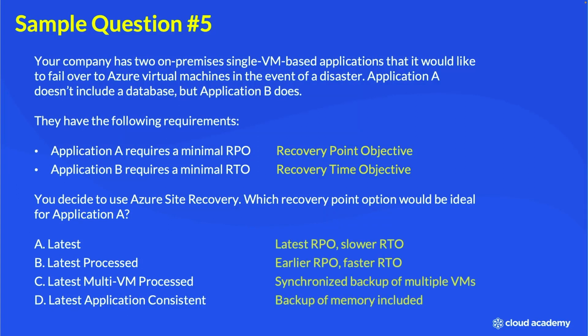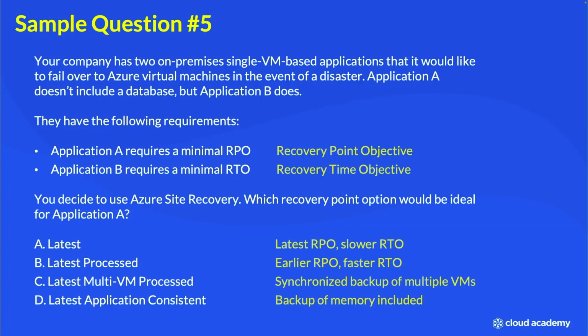Now, latest is the default option for Azure Site Recovery, but you'd only want to use that if you could afford to be down for a while before you come back up again. Latest processed says that we're going to go back to the point in time where all the backups are processed, and so we can come back up quickly. So it has an earlier RPO, or recovery point, but it has a faster recovery time. Now these last two are more complicated.